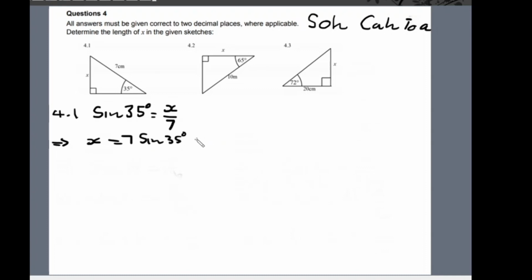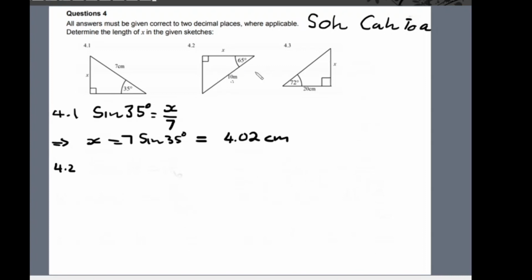So this is equal to, now press your calculator, 7 sine 35, that will be 4.02. Now round to 2 decimal places, 4.02 centimeters. And then we move on to question 4.2. Question 4.2, again we are calculating x.